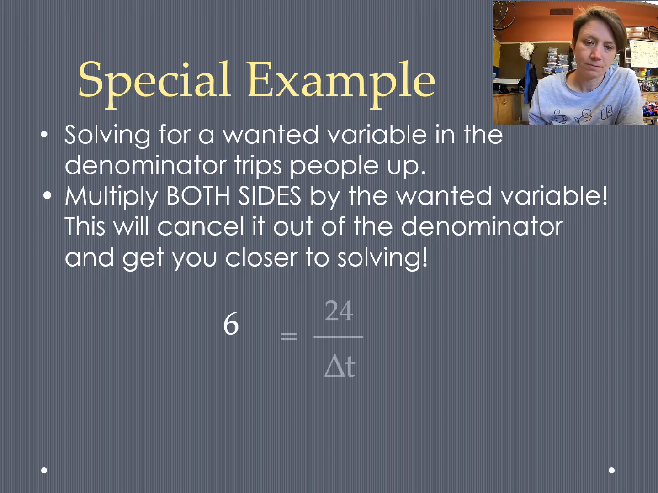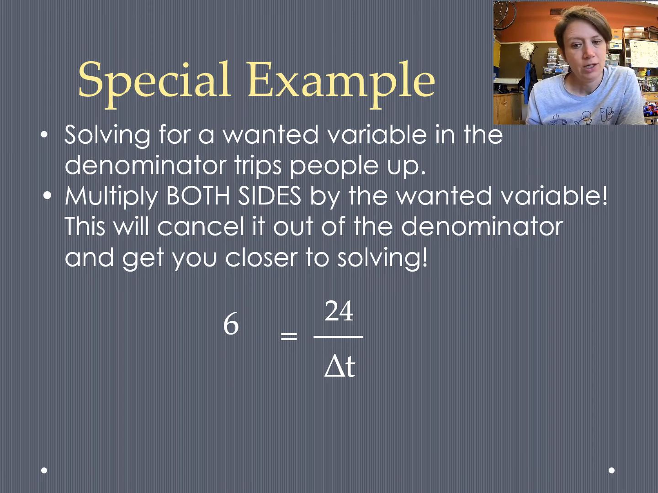So if you had an equation that looked like this, 6 equals 24 over delta t, we want that delta t. Kids tend to tell me, oh, I'm going to divide by 24. You could do that. You'd get rid of the 24, but you're still going to have the delta t on the bottom of this fraction, and so we're not solved. So usually the very first step that I would do is moving that delta t, and I do that by multiplying both sides of the equation by the wanted variable.